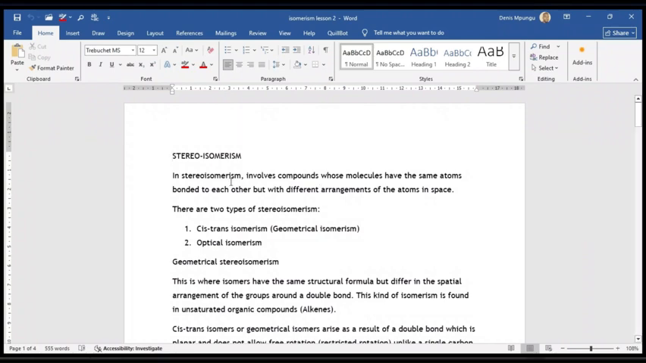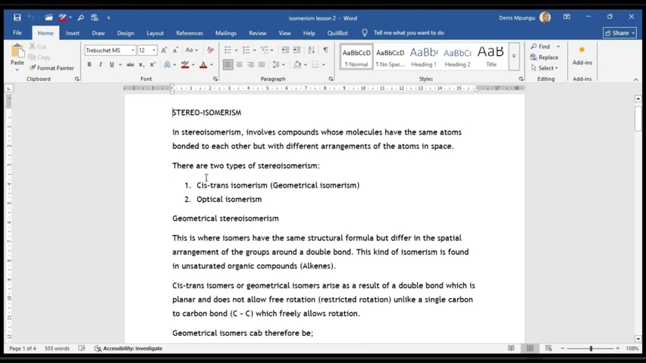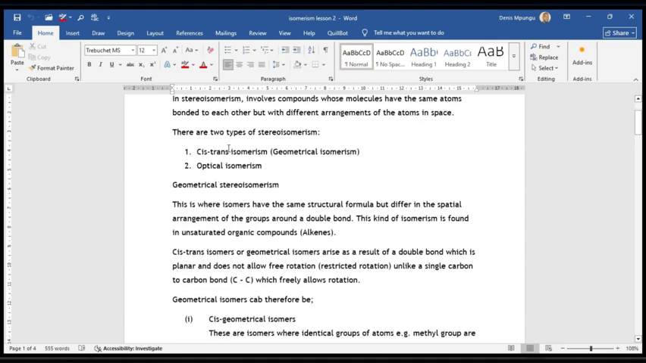Let me start straight away. In stereoisomerism, we are going to look at compounds whose molecules have the same atoms bonded to each other, but the only difference is how they are arranged in space, what you may call spatial arrangement. Stereoisomerism is divided into two. We have cis-trans isomerism, or what you may call geometrical isomerism, and then optical isomerism.